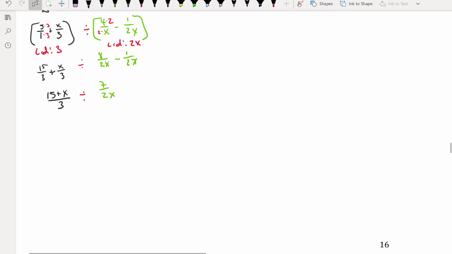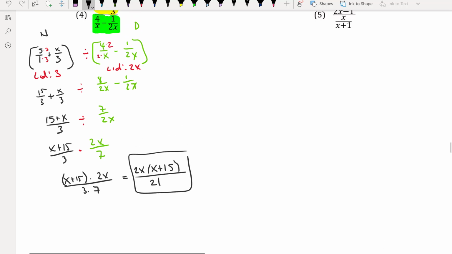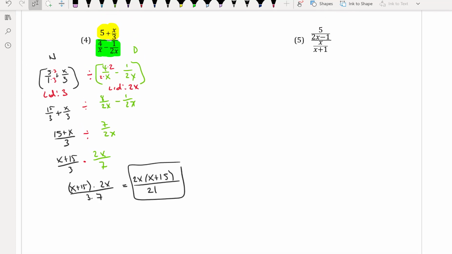Now I'm going to rewrite this, and I'll put this in standard form. I have x plus 15 over 3, and I times it, and don't forget to flip it. So I'm going to have 2x on top and 7 on the bottom. Now I have x plus 15 being multiplied by 2x, and 3 times 7. It doesn't look like anything can cancel. So my final answer will be 2x times x plus 15, all over 21. And that ends up becoming my final answer for number 4.